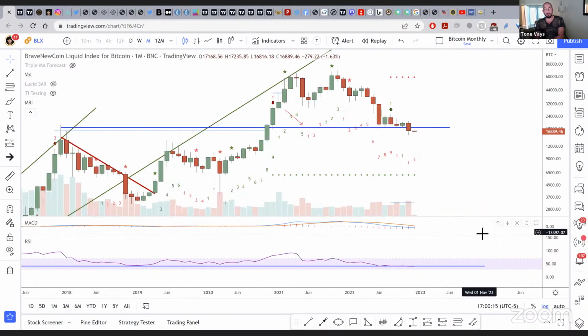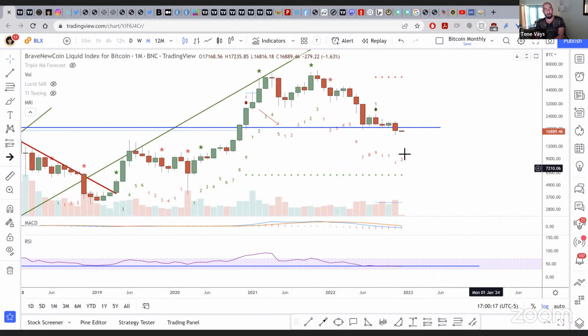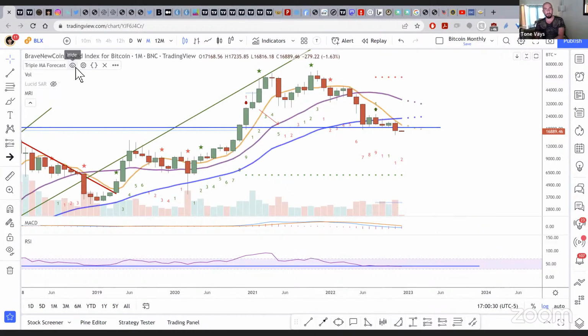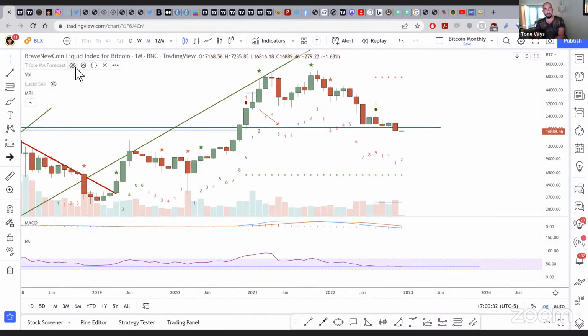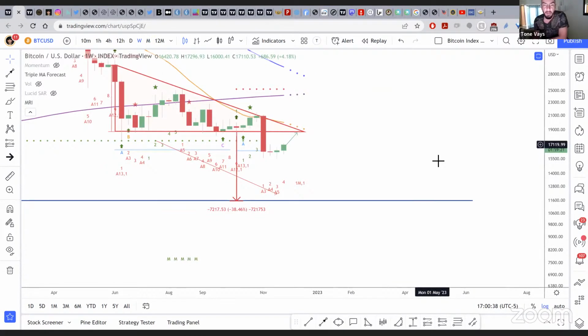So we can wait and see for the monthly to reverse, but that's a long way to go. And that should be removed. Oh yeah, that's not good. Okay, monthly chart looks bad. Let's move on. Weekly chart.